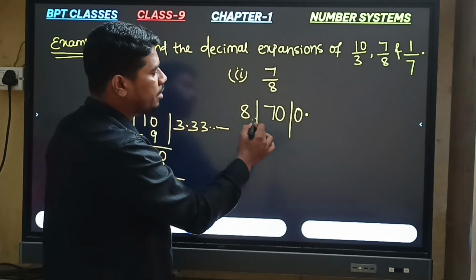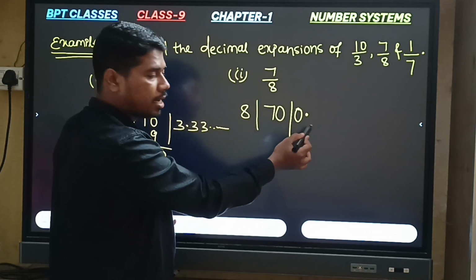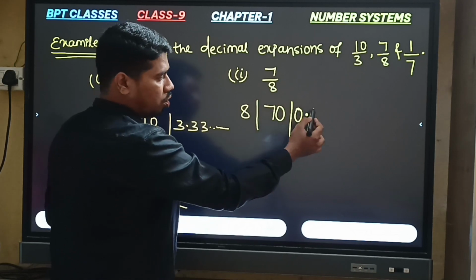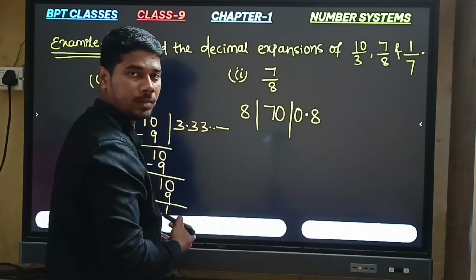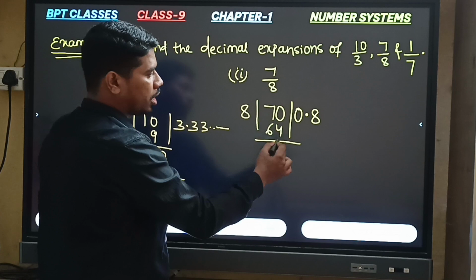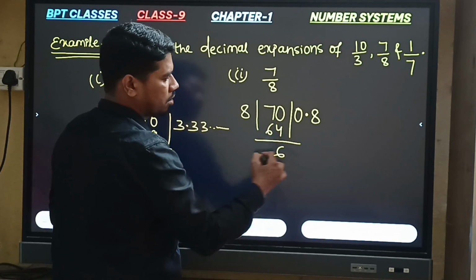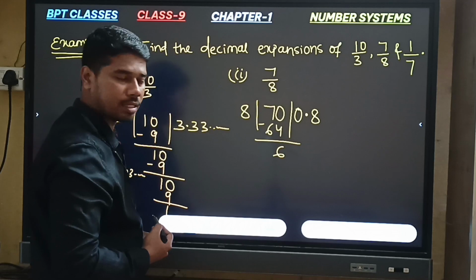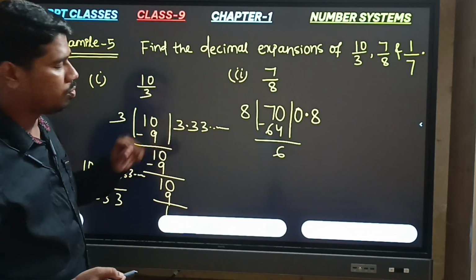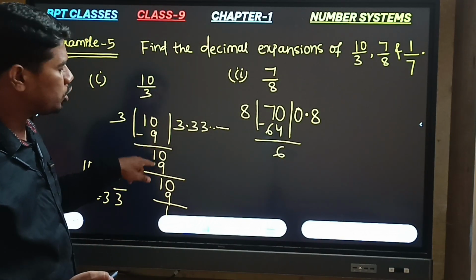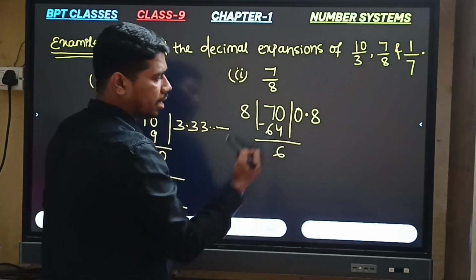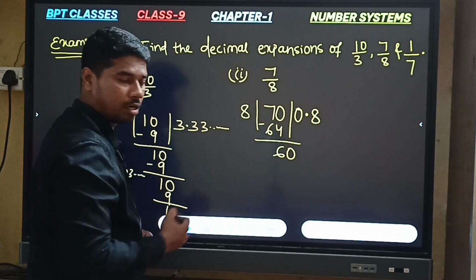Now 8 sixes are 48, 8 sevens are 56, 8 eights are 64, 8 nines are 72. 72 is greater than 70. So we will put 8 eights, which is 64. So 70 minus 64, the result is 6. So again 6 came. As we already discussed with the first one, 10 by 3, one decimal point must be there. Then 0 should be written here.